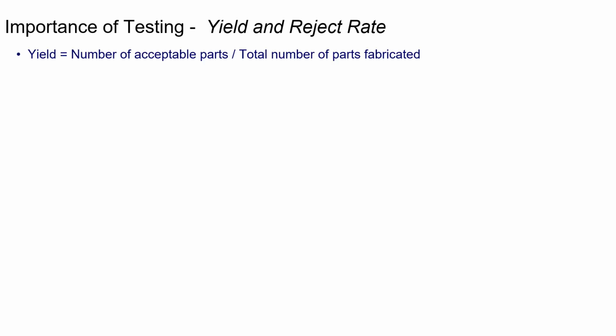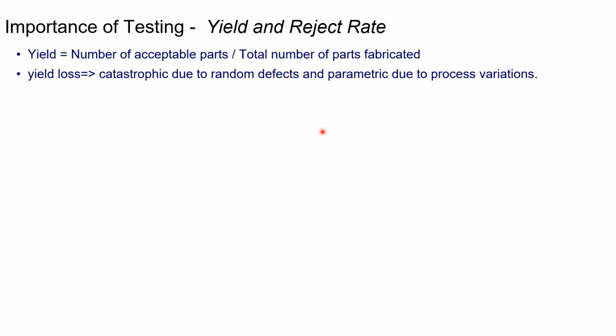We're continuing with the importance of testing. We'll see what the yield and the reject rate are, very important parameters, so let's spend some time. Yield is defined as the number of acceptable parts divided by the total number of parts fabricated. I'll give a crude example. Please don't take me wrong; this is what is coming to my mind.